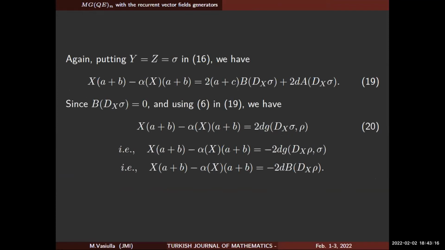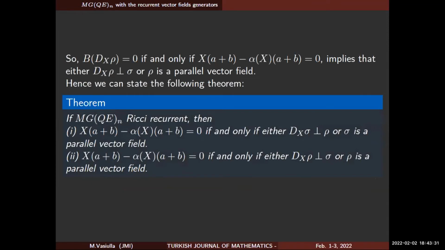Again, putting y equal to z equal to sigma in equation number 16, we have 19, and since dx sigma equal to 0 and using equation 6 in 19, we have 20. So b dx rho equal to 0 if and only if x a plus b minus alpha x a plus b equal to 0, which implies that either dx rho is perpendicular to sigma or rho is a parallel vector field. Hence, we can state the following theorem.